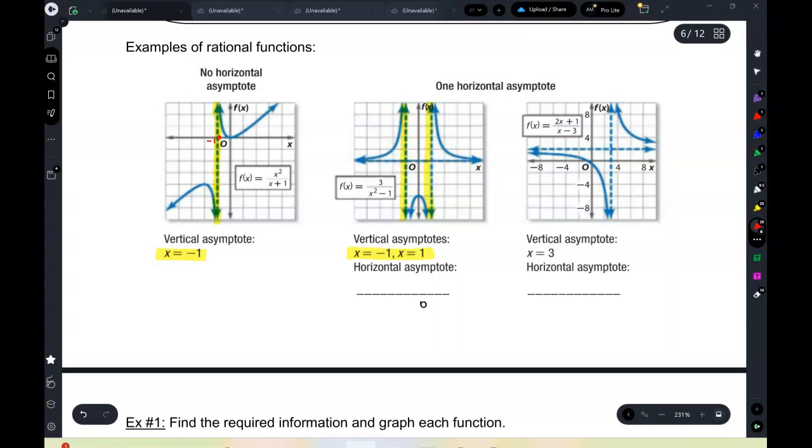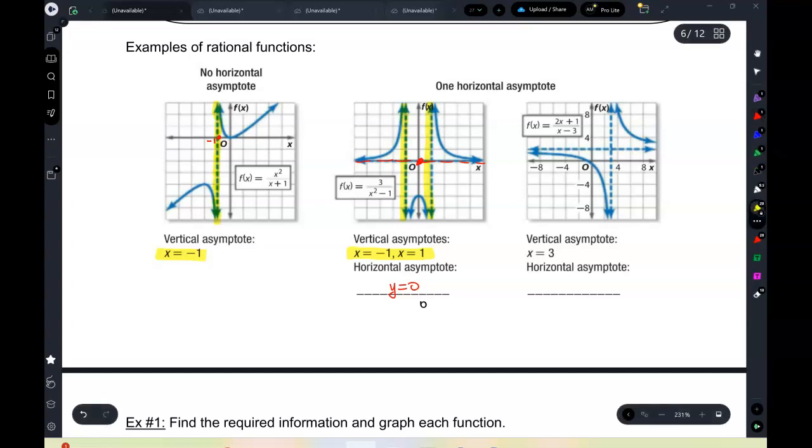Okay, there is also a horizontal asymptote here. Actually, let me do it like this. This is the horizontal asymptote here, okay? What's the y value here when it crosses the y-axis? 0. So the horizontal asymptote is at y equals 0.